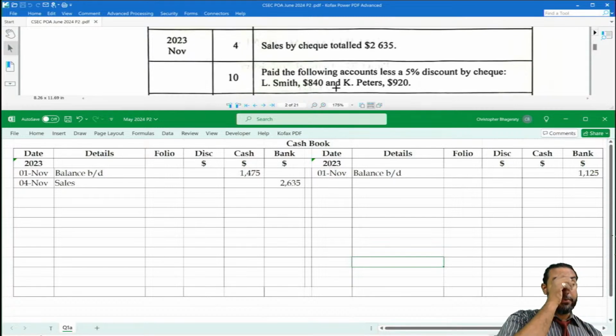We pay the following accounts less 5% discount by check. L. Smith and K. Peters.